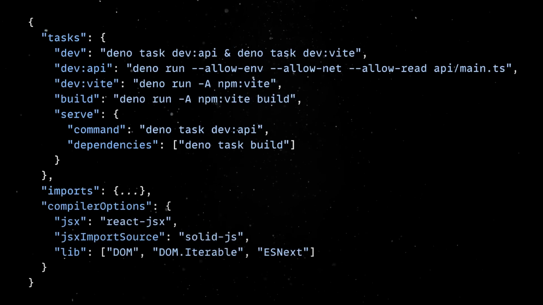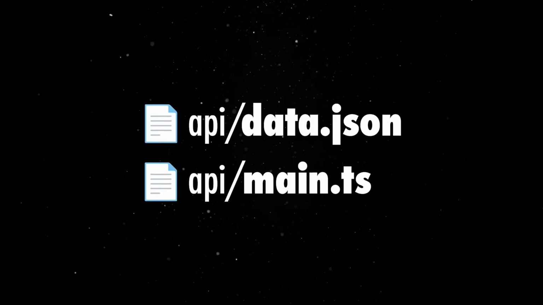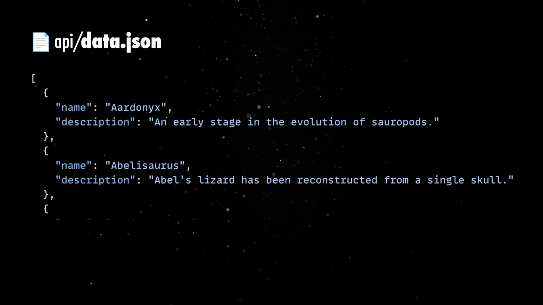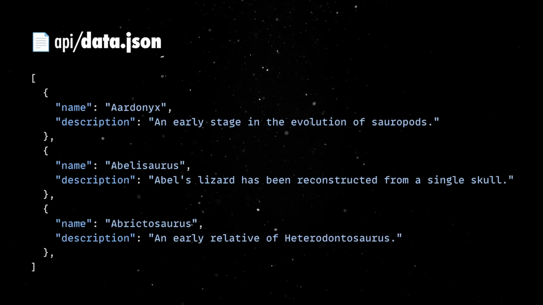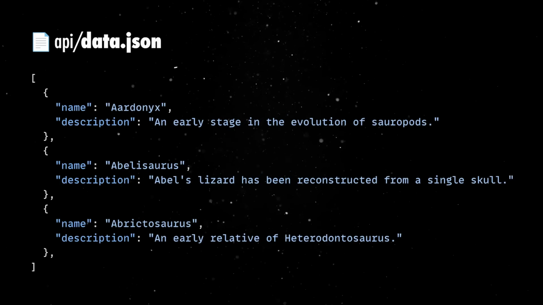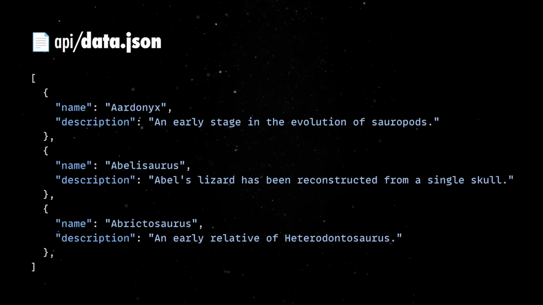We are building a simple dinosaur catalog, so for the backend we'll create two files under the API directory. First, we'll add some dinosaur data in a data.json file. Of course, in bigger applications, data can be stored in one of the many databases supported by Deno. Then, we'll define our server in the main.ts file.